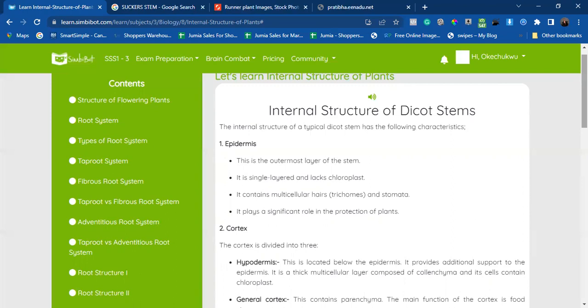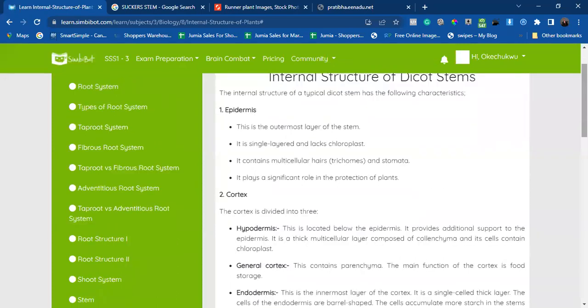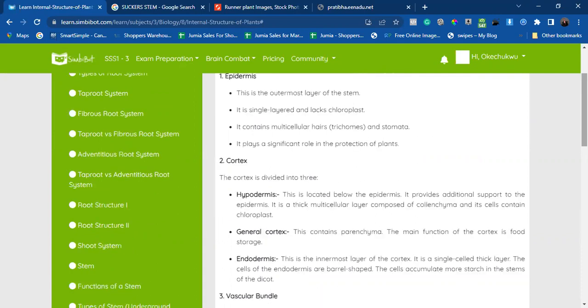So being the outermost layer of the stem, obviously the function will be for protection, right? The function will definitely be for protection. Because it is single layered, it lacks chloroplast. So that's not the point of photosynthesis in the plants, okay?